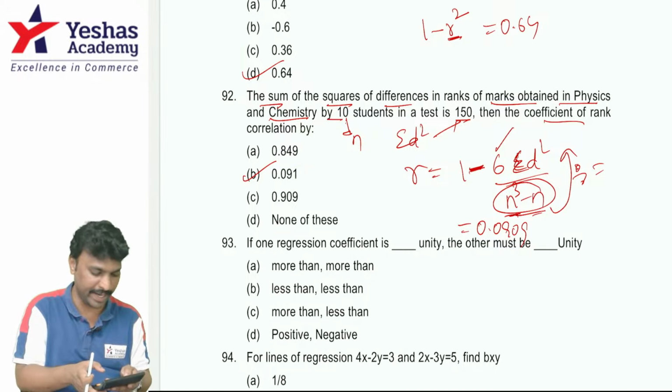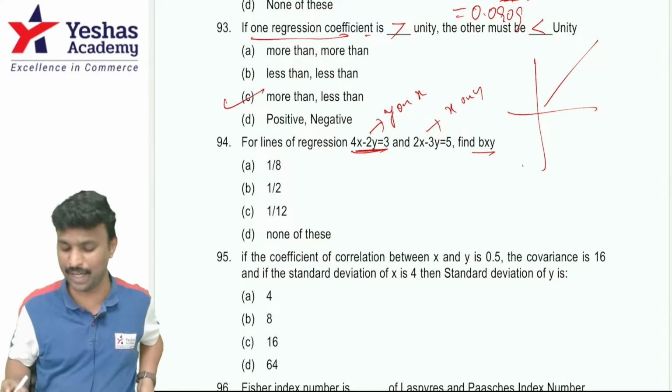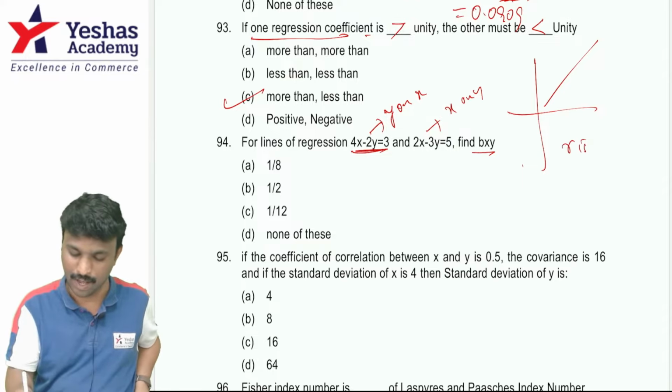For lines of regression, find bxy. First of all, you have to figure out which one is x on y equation. For the sake of simplicity, you assume the first line as y on x, second line as x on y. If you look at both the lines, the sign of x and y are not the same. So the nature of the line is definitely from lower left to upper right. If it is lower left to upper right, r is definitely positive. R is positive, and even bxy and byx are also positive.